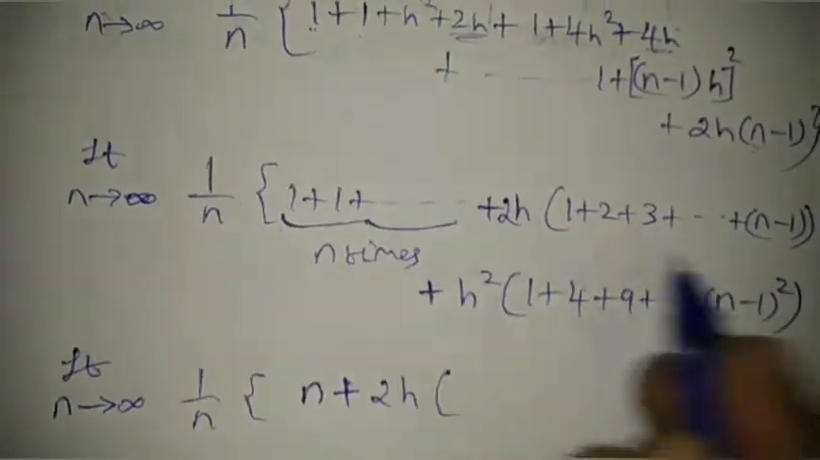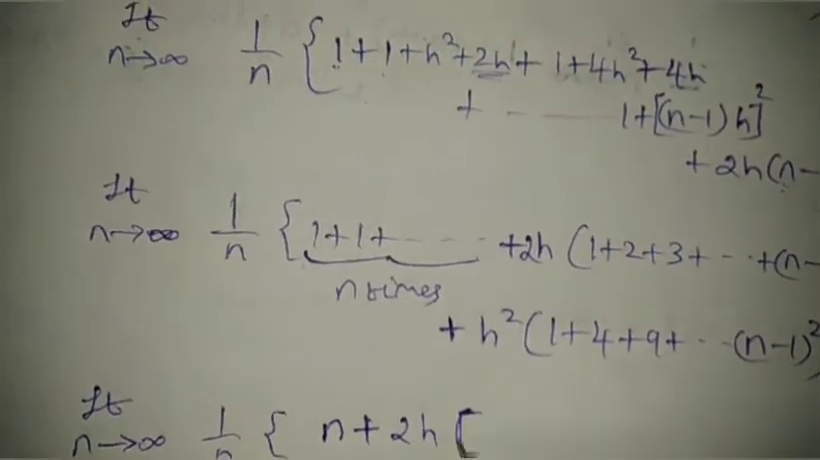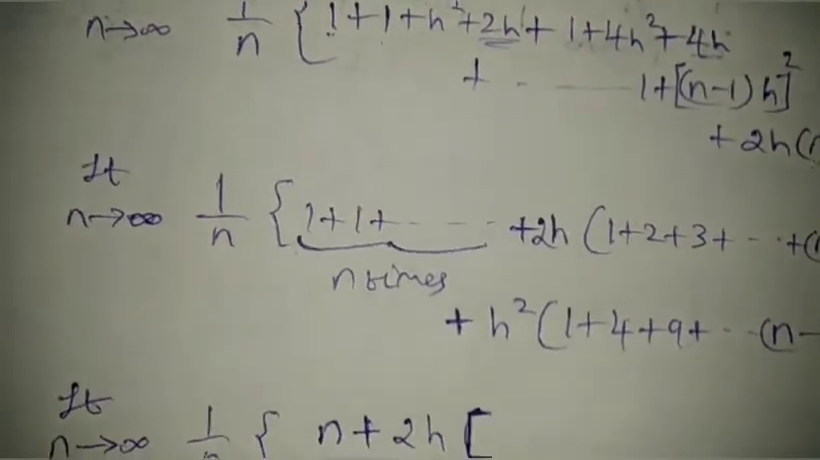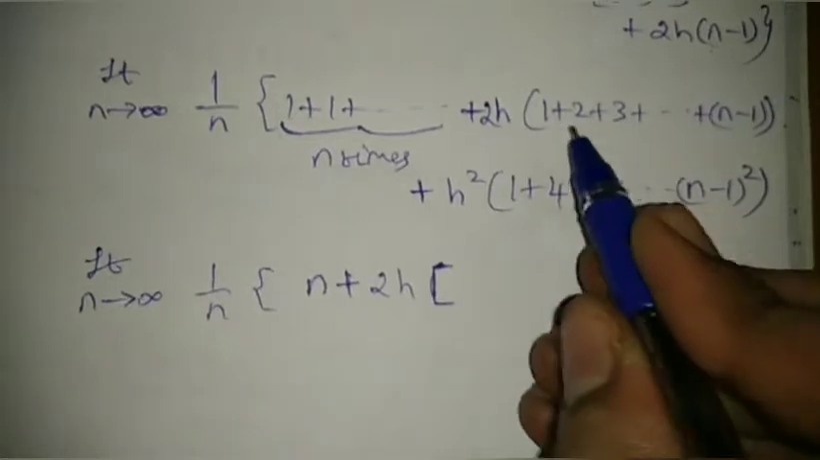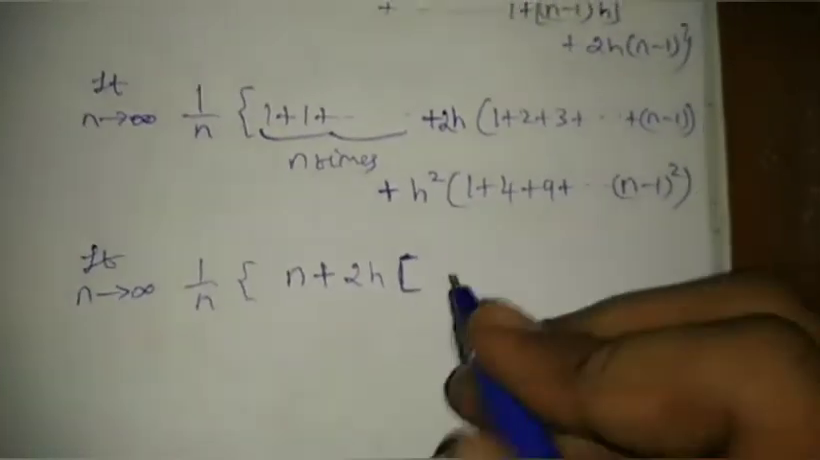And what is this sum? Sum of n terms is what? It is n into n plus 1 by 2, correct? That is the sum of the n terms, from 1, 2, 3 and so on.